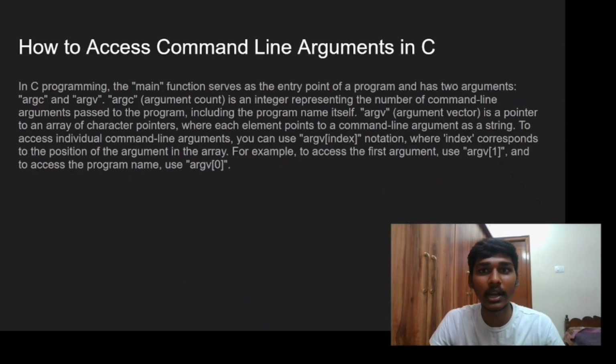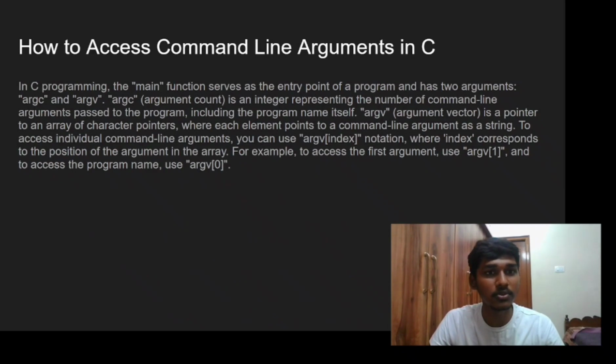How to access command line arguments in C. In C programming, the main function serves as the entry point of the program and has two arguments, argc and argv, where argc, the argument count, is an integer representing the number of command line arguments passed to the program, including the program name itself. argv, the argument vector, is a pointer to an array of character pointers, where each element points to a command line argument as a string.